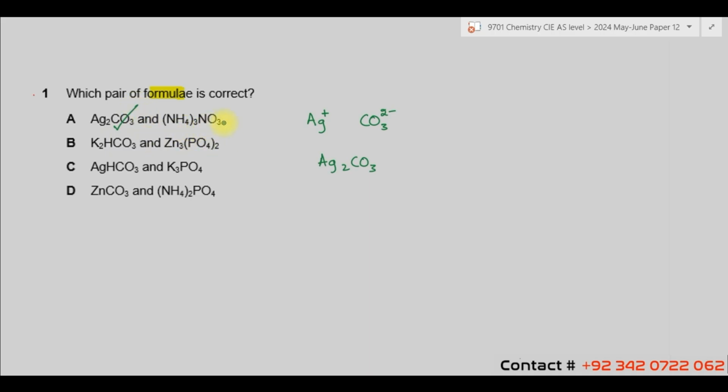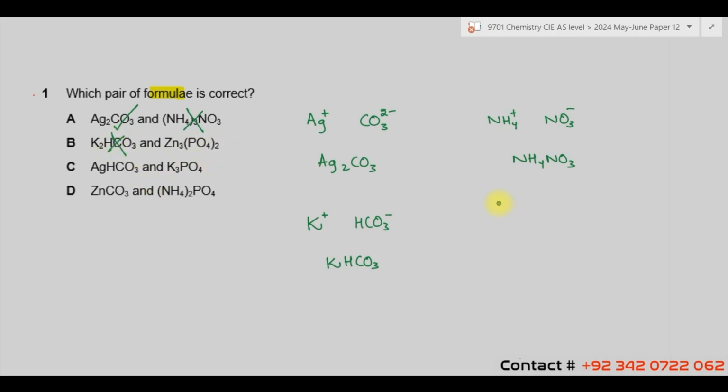We have ammonium nitrate. Ammonium ion is NH4 positive, nitrate is negative. So positive negative cancels out and it should be NH4NO3. Then we have potassium hydrogen carbonate. So K is in first group, it is +1, hydrogen carbonate is -1. So formula should be KHCO3.